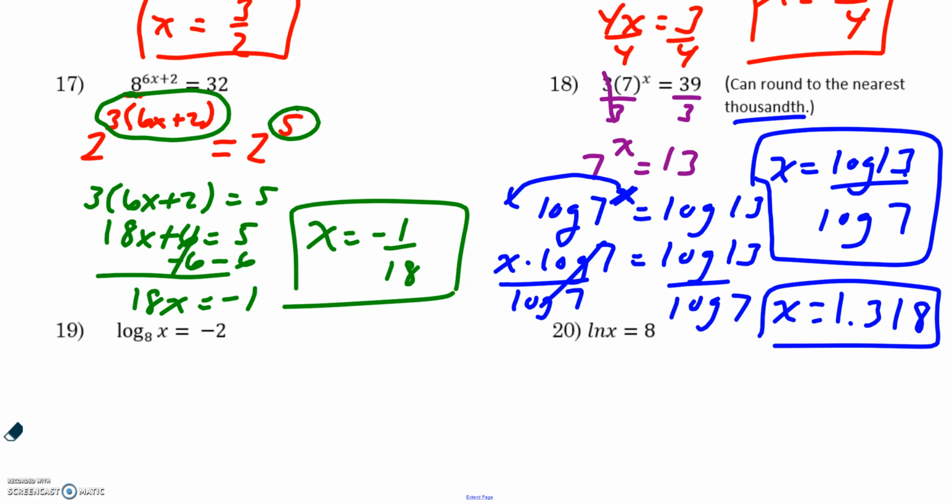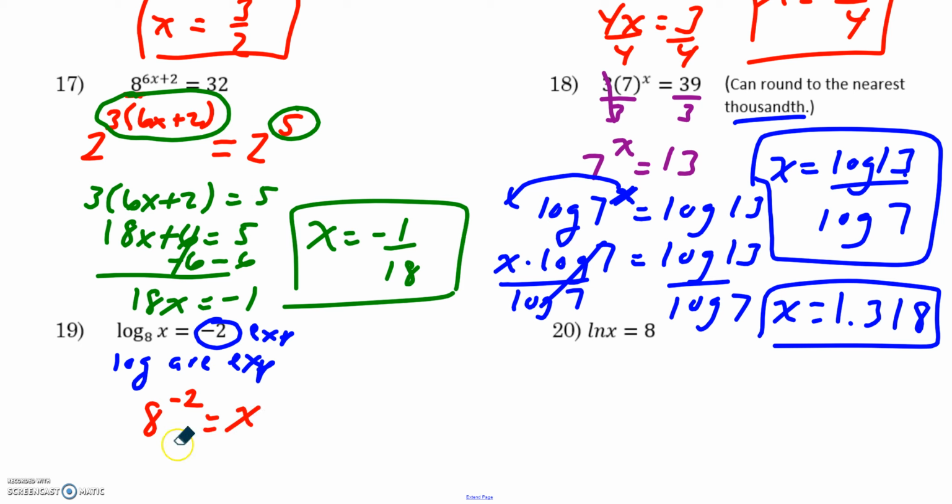For 19, it looks like I'm not given exponents this time, I'm given logs. But if you're ever not sure what to do with a log, think of it as an exponent. Because I'm sure, as you know, that I've been saying the whole video, logs are exponents, which means that the negative 2 is my exponent. So what I could do is convert this. I know that the base is 8. I know that the exponent is negative 2, and that must equal x. So in other words, negative exponents are reciprocals, so x would really be 1 over 8 squared, or 1/64.